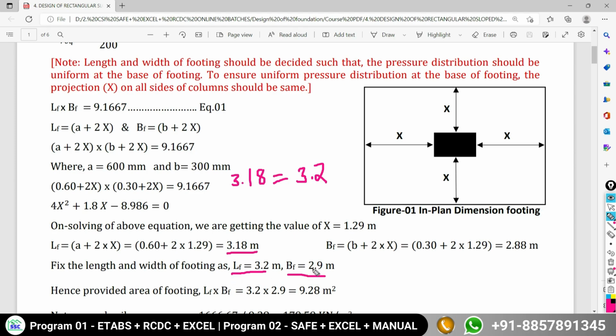If you multiply these two dimensions, you will get the final area that we are going to provide as 9.28 meter square. This is the total area we have provided.